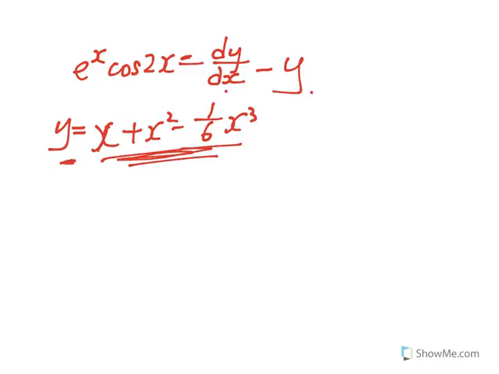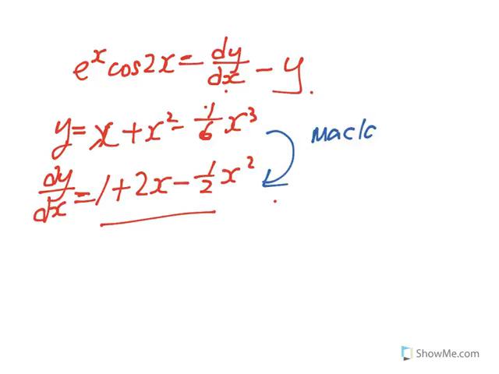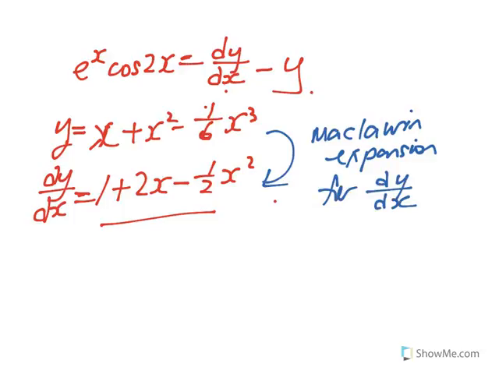Can we say that by just doing pure differentiation, dy/dx will be equal to 1 plus 2x minus, 3 over 6 is just half, x to the power of 2. We can say this, right? So this is what we call the Maclaurin expansion for dy/dx. And with that, we can substitute these two into our equation.